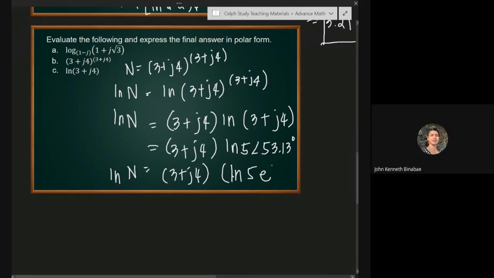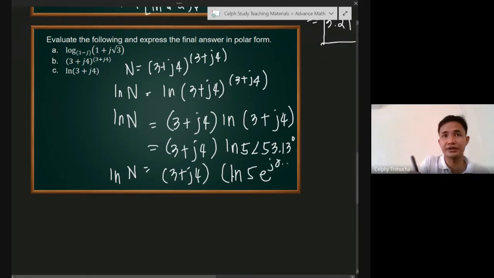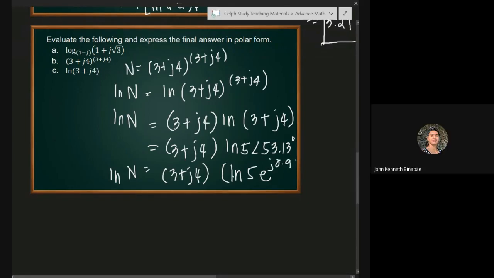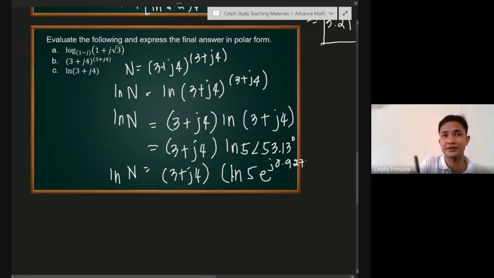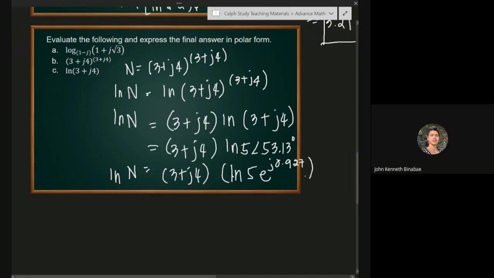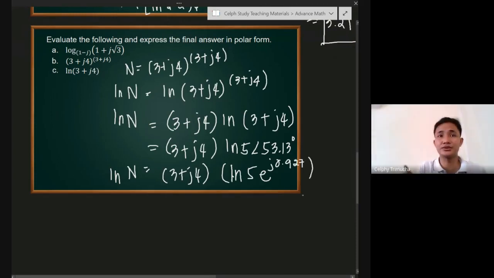radians, sir. j times 0.927, or 0.927. ln 5 e raised to j times 0.927. So applying the property of logarithm that we used earlier, we'll have 3 plus j4. So just copy this 3 plus j4.